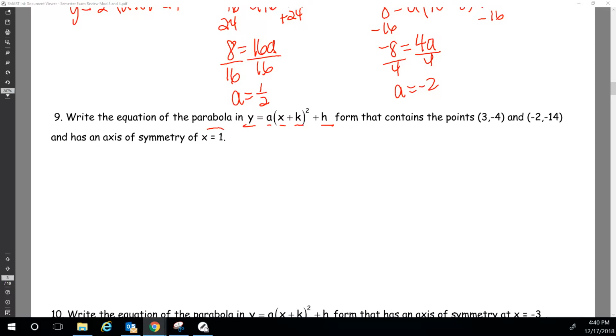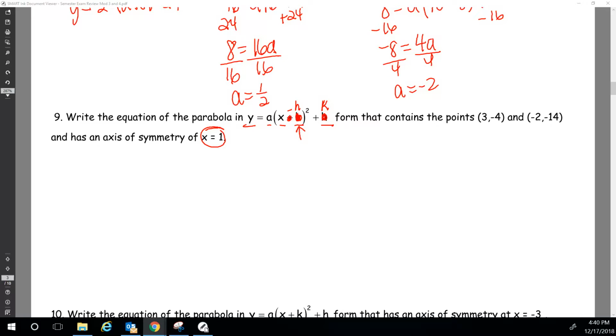So the vertex, oops, here's another typo, this should be h. This should be k. Sorry, this should also be minus h. All right, so from the axis of symmetry, we can figure out what our h is.